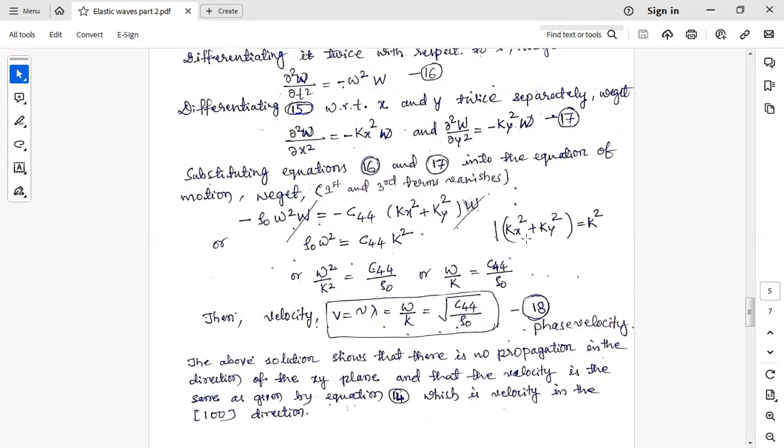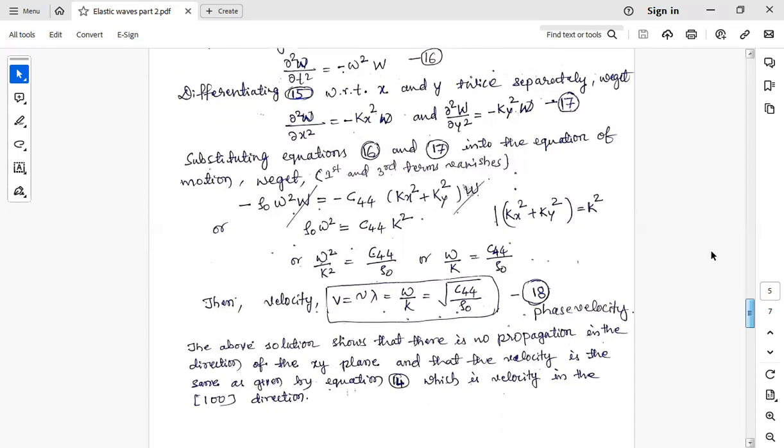You assume that kx square plus ky square, this is the propagation constant. Let this be some k square, combining these two k's, new k. I am substituting here. So you are writing this as k square, and this w gets cancelled. And what is left is this one, omega square by k square. You take this k square to LHS. You are left with omega square by k square equal to C44 divided by rho naught.